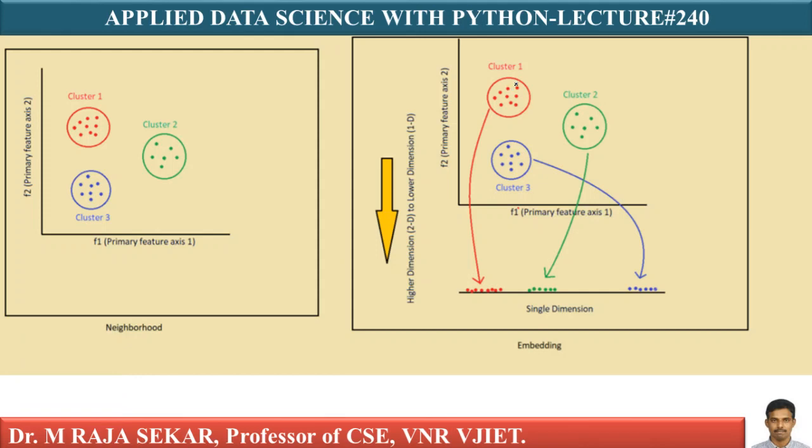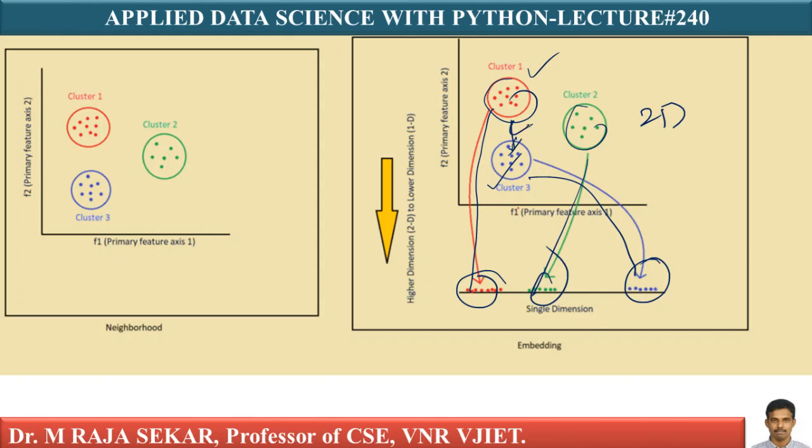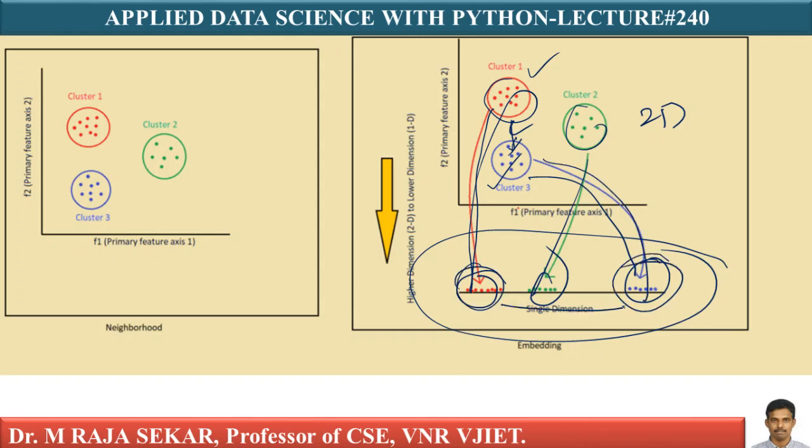For example, just see, cluster 1 points are projected here, cluster 2 points are projected here, cluster 3 points are projected here. Strictly speaking, cluster 1 and cluster 3 are close to each other in 2D. While converting into 1 dimension, your cluster 1 is here, your cluster 3 is here. They do not have the same distance. I am repeating: intra-cluster distances are similar, but SNE does not promise to preserve inter-cluster distances.